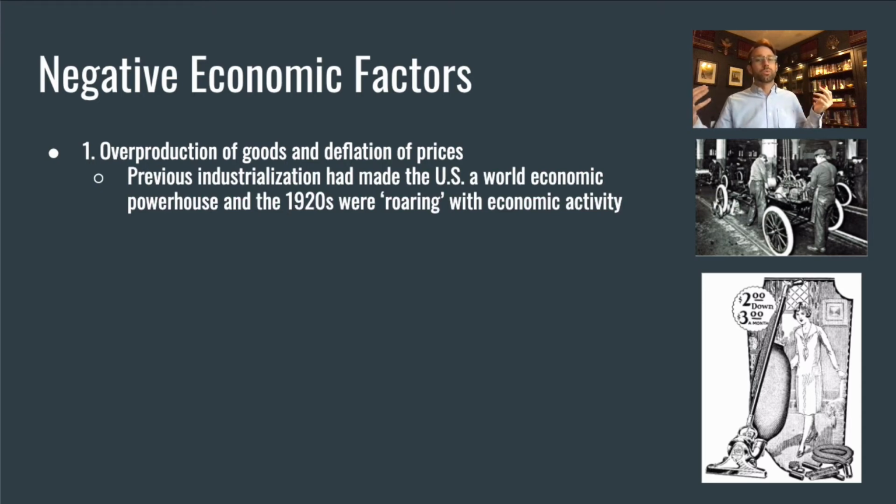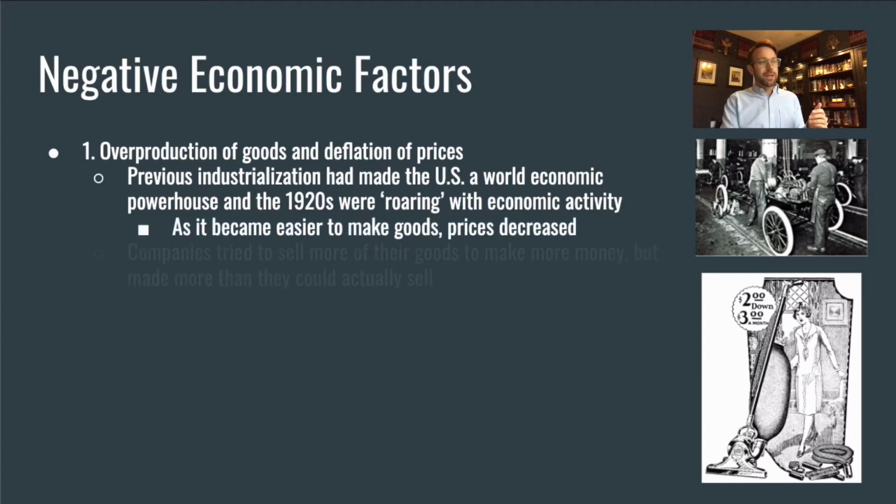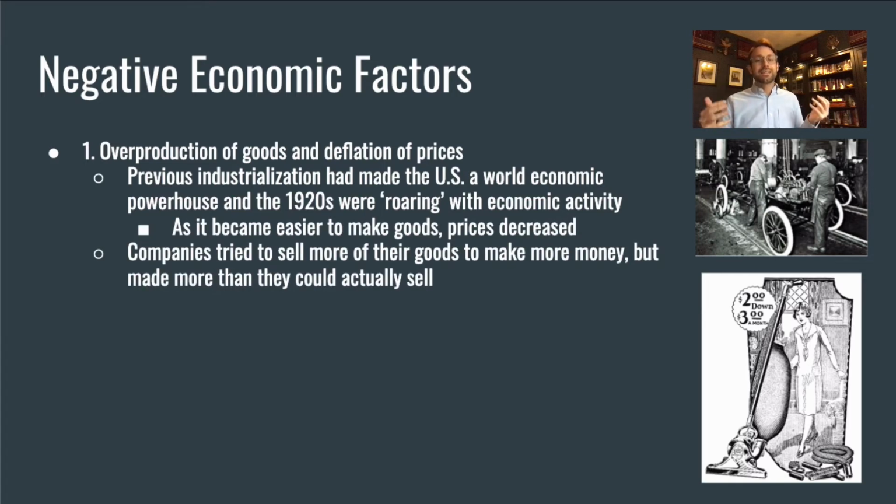The 1920s were roaring with economic activity. All these new things you could buy, like vacuums and cars. That's why I put those pictures there. So what that meant is our economy was doing so great. But when companies see that something sells well, they want to sell as much of it as they can to make more money. But eventually what happens is they make more goods than they can actually sell.